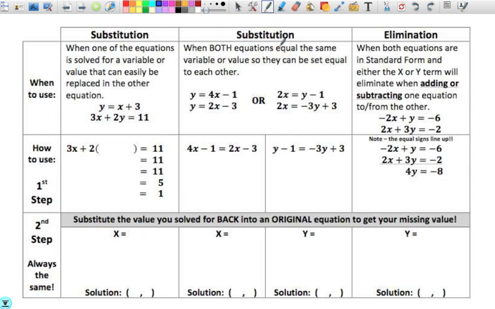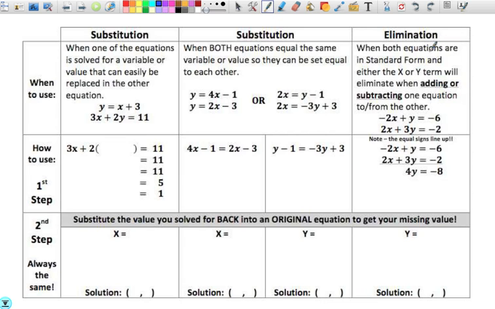The next one will be substitution when both equations equal the same variable or value, so they can be set equal to each other. So if they're both set equal to y, well, if this equals y and this equals y, then they equal each other, and that's one of our properties. If you remember, that's the transitive property. If a equals b and a equals c, then b equals c. Same thing here. So if 2x equals this value and 2x equals this value, then if both of them equal 2x, then they're equal to each other, and we'll solve that as well.